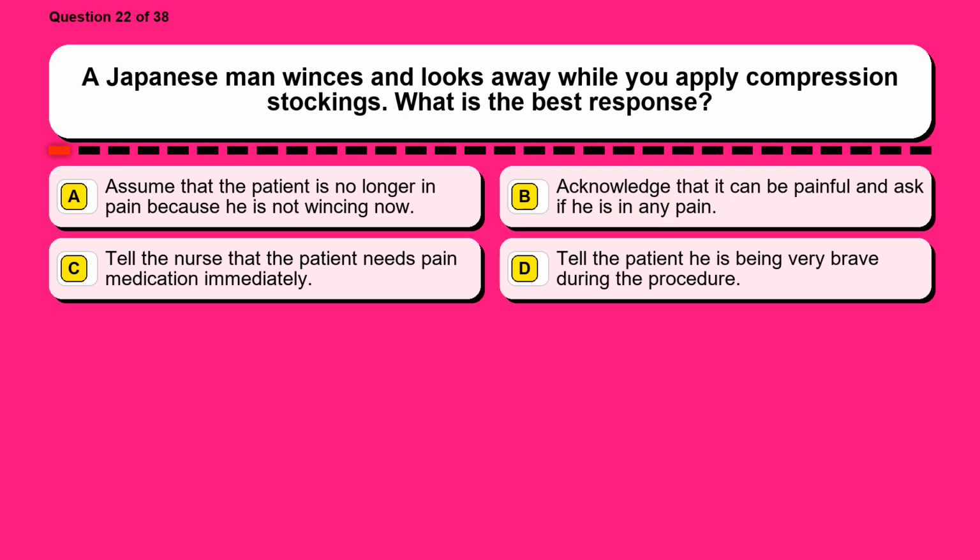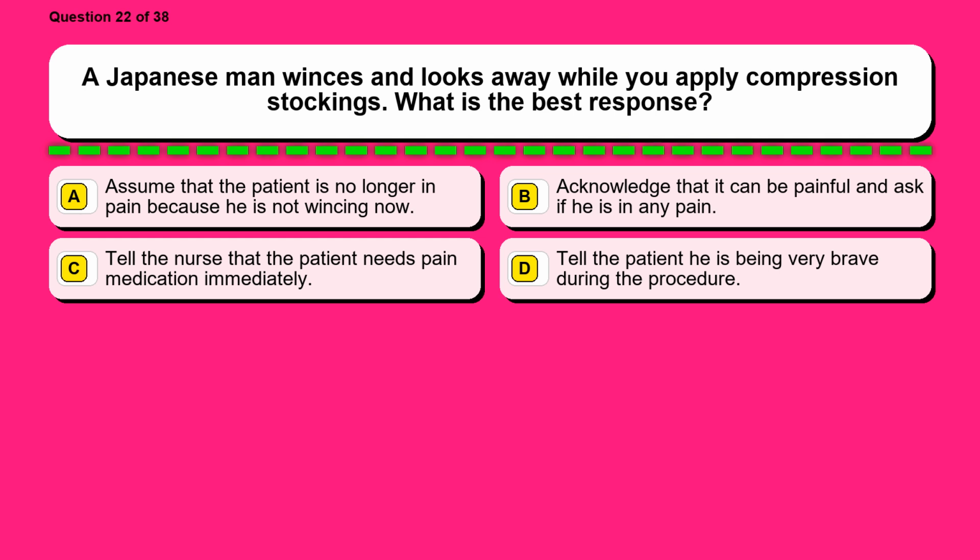Question 22. A Japanese man winces and looks away while you apply compression stockings. What is the best response? Option A. Assume that the patient is no longer in pain because he is not wincing now. Option B. Acknowledge that it can be painful and ask if he is in any pain. Option C. Tell the nurse that the patient needs pain medication immediately. Option D. Tell the patient he is being very brave during the procedure.